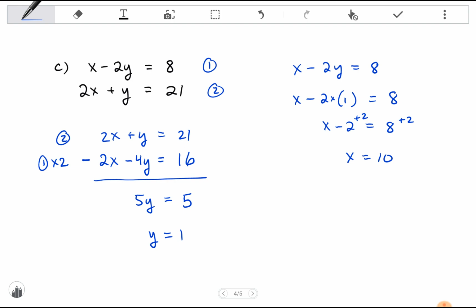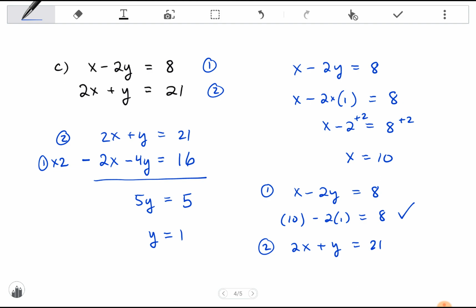Now we can go back and confirm that this works. So what we have here is x minus 2y equals 8 in the first equation. So we're saying in the first equation, x minus 2y equals 8, x is 10, and y is 1. 10 minus 2 times 1, 10 minus 2 equals 8. That is true. In the second equation, 2x plus y equals 21. So we're saying 2 times 10 plus 1 equals 21, and yes, that is also true.